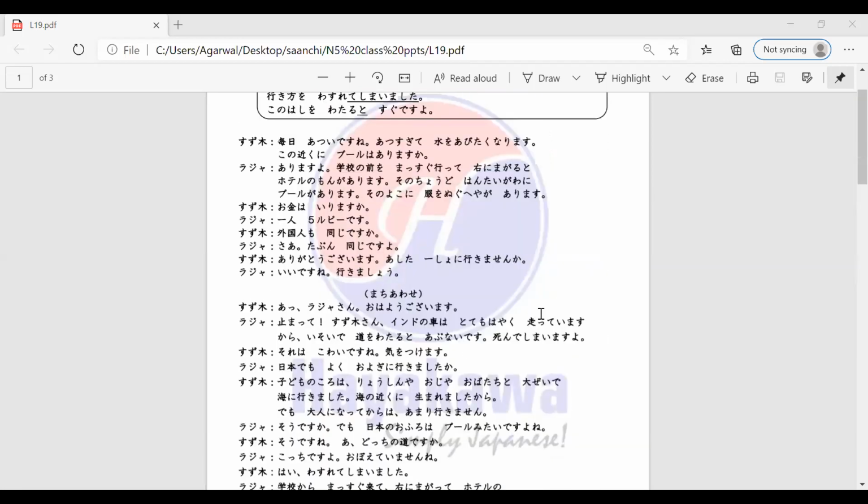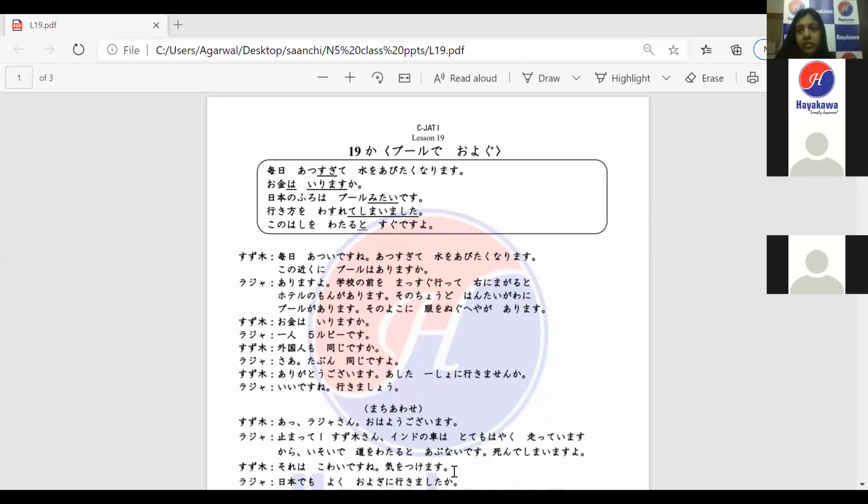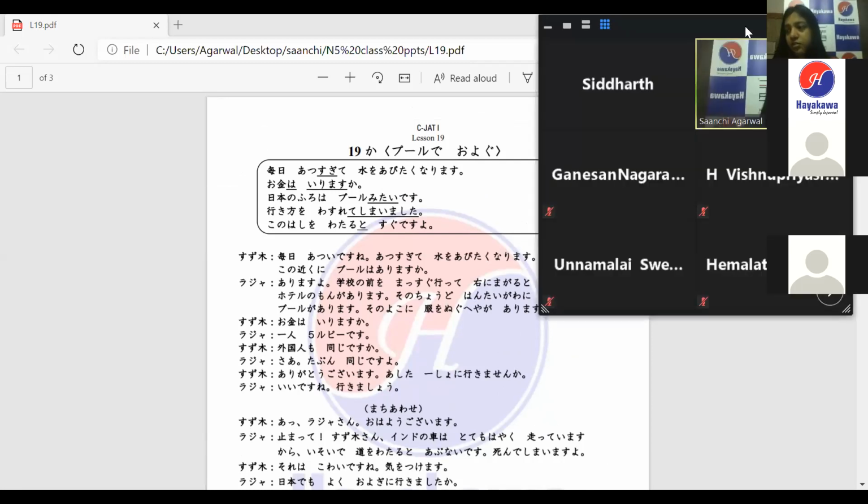So we move ahead to the lesson, right? We'll start with the lesson. Siddharth-san, can you read the title for me? Pool de oyogu. Pool de oyogu, which means to swim at a swimming pool, right? To swim at a pool, right?